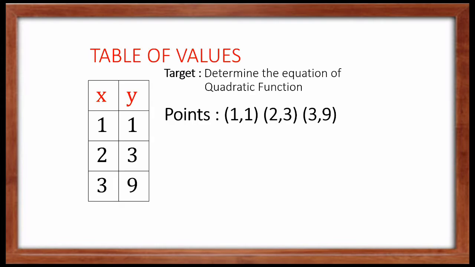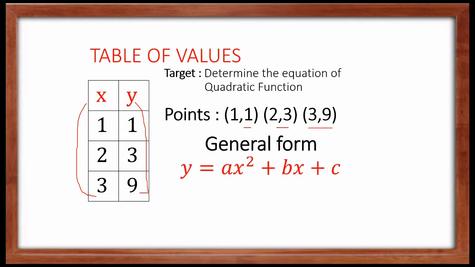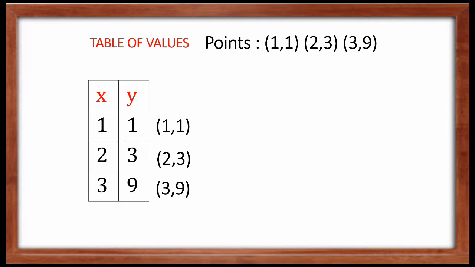Let's start with the first condition, the table of values. Again, our target is to determine the equation of the quadratic function given the x values and the y values. The points given are (1, 1), (2, 3), and (3, 9). We will use the general form y equals ax squared plus bx plus c as our format in determining the equation of the quadratic function. Okay, let's continue.